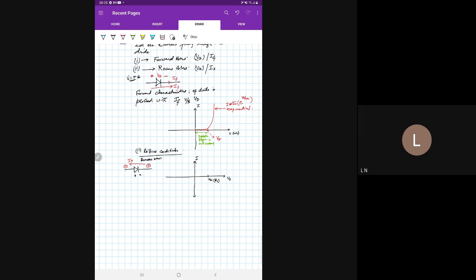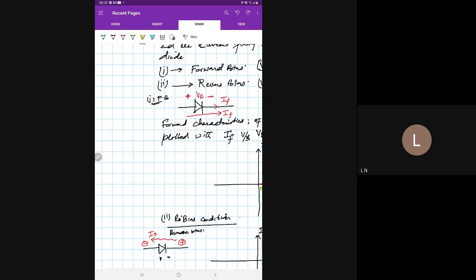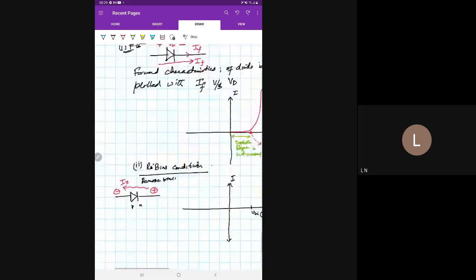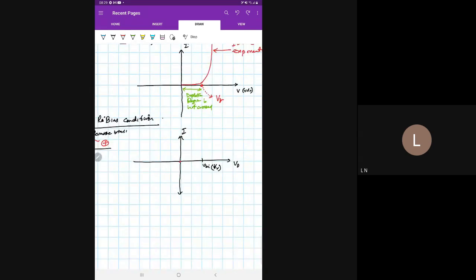So when you apply an opposite polarity, that means this is the polarity of voltage that you will apply, and the current will be plotted on this axis. So this quadrant will be used now to plot. The current will be very small, because in reverse bias we know current is very small.